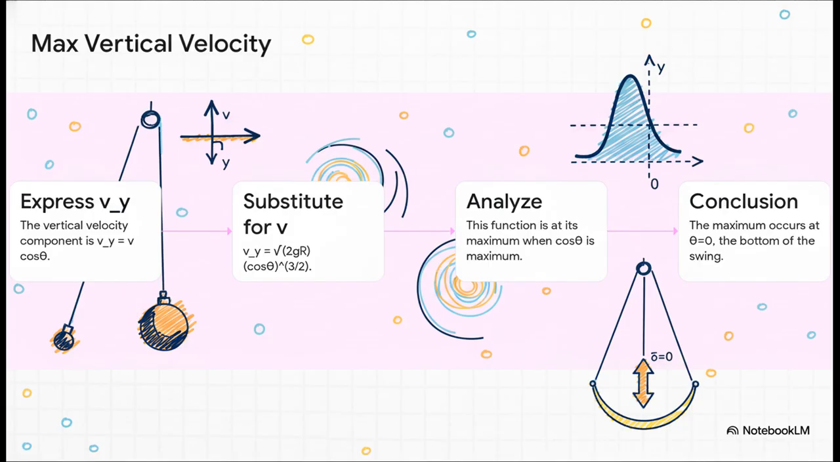Now we already have a formula for v, so let's substitute that in. Take a look at the equation we get. It's got some constants in there, like g and r, but the only thing that's actually changing is that cosine term. So if we want to make the whole thing as big as possible, what do we do? We make cosine as big as possible. And what's the biggest value cosine can ever be? It's 1. And when does that happen? When the angle theta is 0, right at the bottom of the swing.